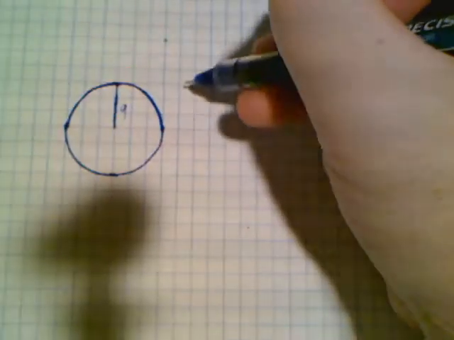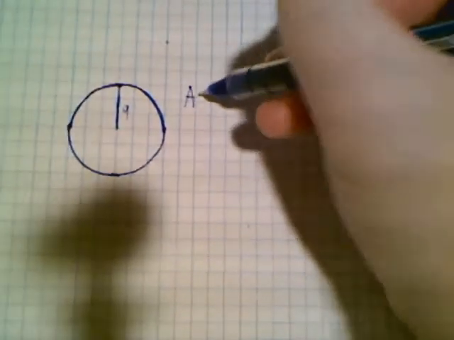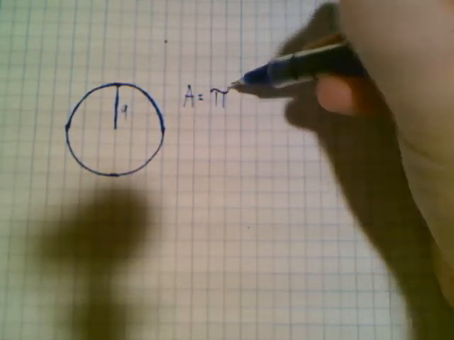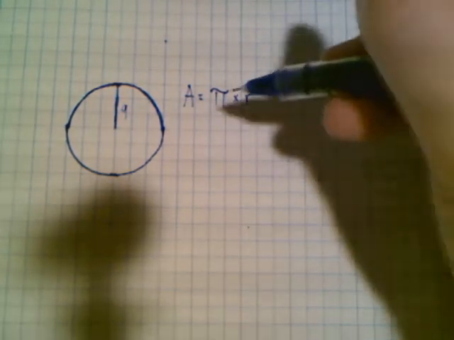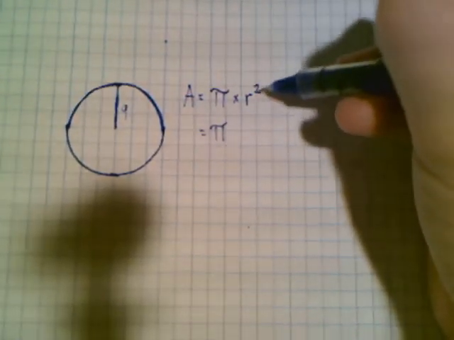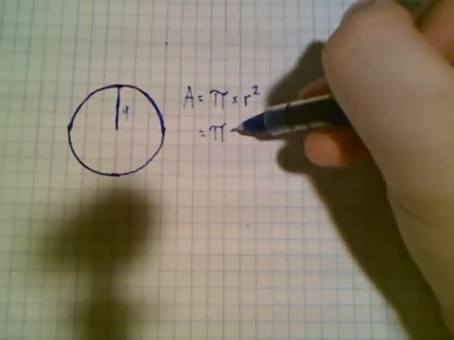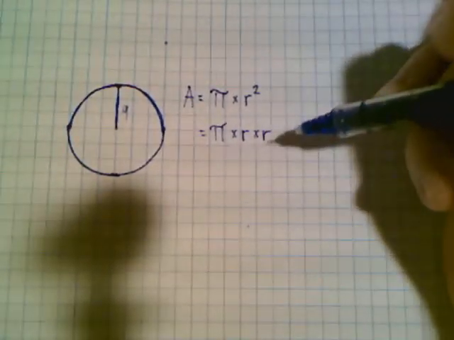Hello, we're going to talk briefly about the area of circles. This is not a complicated idea. With the area of a circle, use our very good friend pi times the radius squared. If you see a little 2 up there, that means we're going to multiply by that number twice.